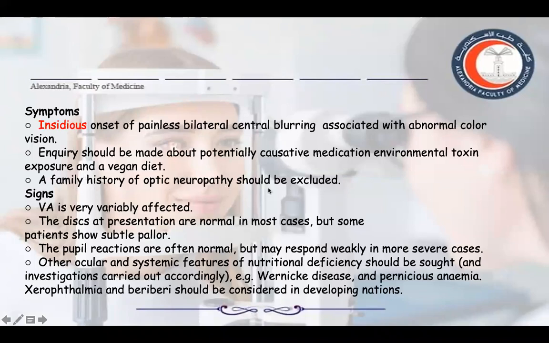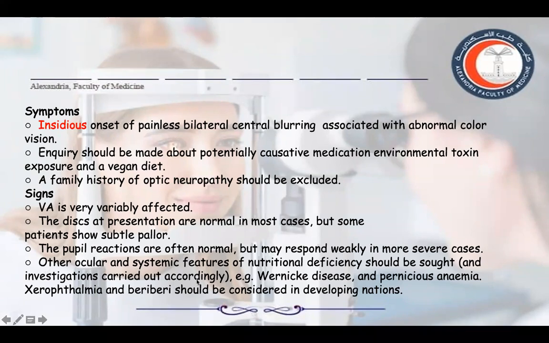A family history of optic neuropathy should be excluded for sure, because we have a bilateral disease, and hereditary optic neuropathy can be bilateral, so we need to exclude hereditary conditions. Visual acuity is variably affected. The discs at presentation may be normal, and later on can show some pallor. Pupil: you might think this is an optic neuropathy, so I have to find RAPD. No. In nutritional optic neuropathy, you might find pupil reactions to be normal, and in severe cases, a weak response.